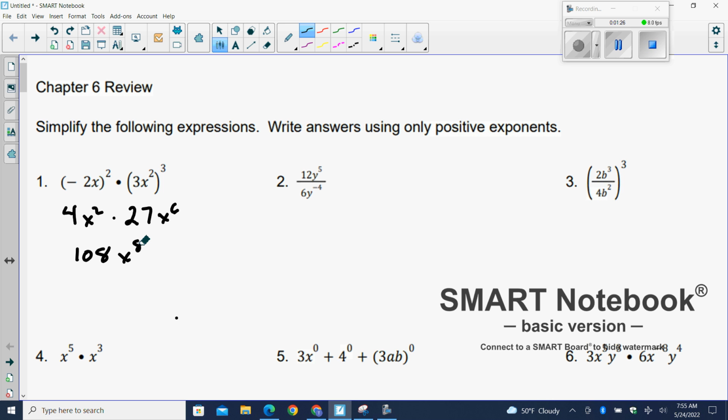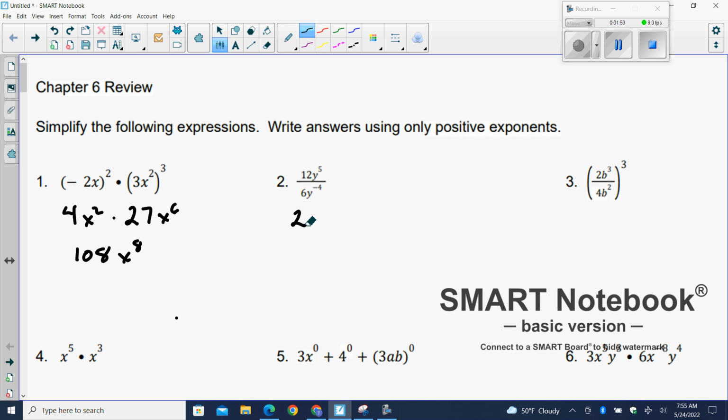All right, question 2. When I divide, I need to look at each piece separately, meaning I want to look at the numbers, 12 and the 6, and then look at the variables. So the first thing I'm going to do is just simply divide 12 and 6, and I get 2. Had those not been divisible, I would look at factors that go into each. I would reduce a fraction just like I reduce any old fraction.